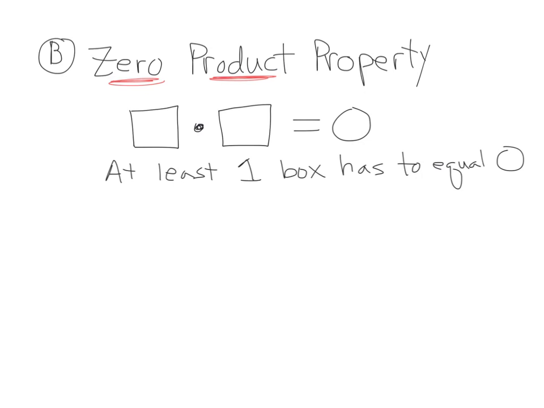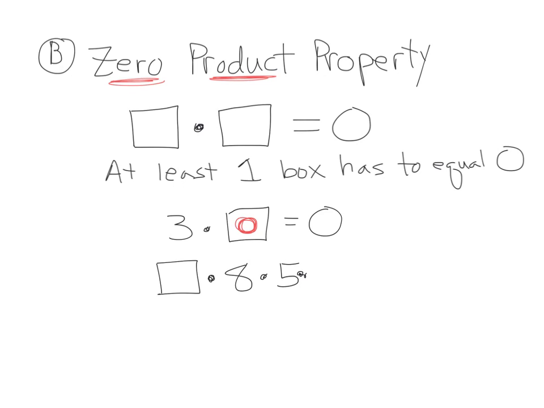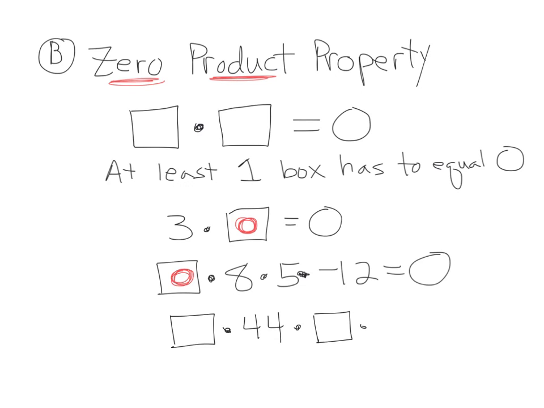So if you had 3 times something and you know the answer is 0, doesn't that blank have to be 0? If you had a blank times 8 times 5 times negative 12, and you know the answer is 0, well, as soon as you see that the product at the end is 0, then you know something has to be 0. And you could have blank times 44 times another blank times 3. If the answer is 0, then one of these has to be 0. All right, let's try some algebra.